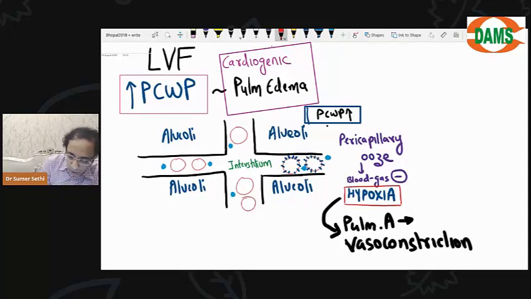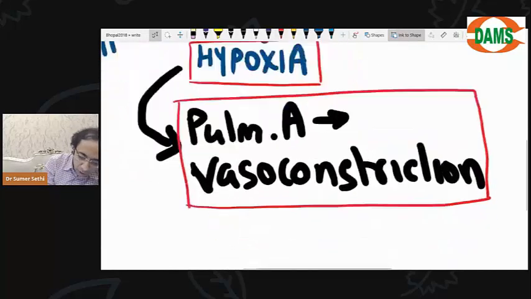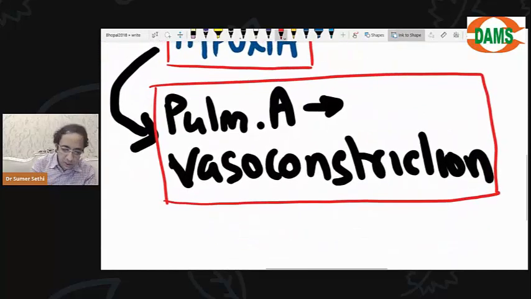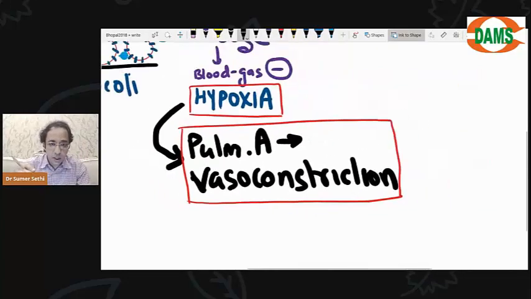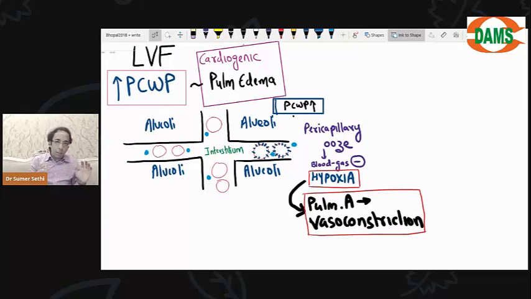Are you clear? In response to the hypoxia, pulmonary arterioles undergo vasoconstriction. Are you clear with this or not? Okay. This is different from systemic vessels. In systemic vessels, you have vasodilatation if there is hypoxia. In pulmonary vessels, if there is hypoxia, there is vasoconstriction. Very good, but I can see many of you are able to answer.